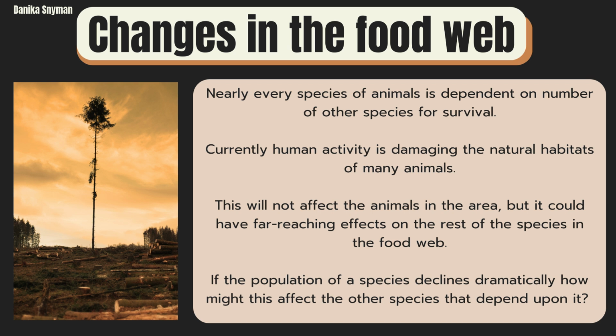Okay, animals need each other to survive. But what happens when humans cut down trees or build too much? Some animals, unfortunately, lose their homes. Some plants are gone. This can cause a big change in the whole food web. If one animal disappears, it can affect all the others. So even if a plant or an animal disappears, it doesn't matter which, the whole food web will change. Let's look at what can happen.